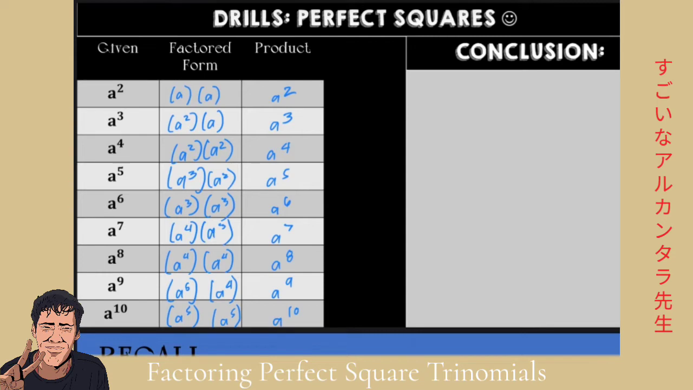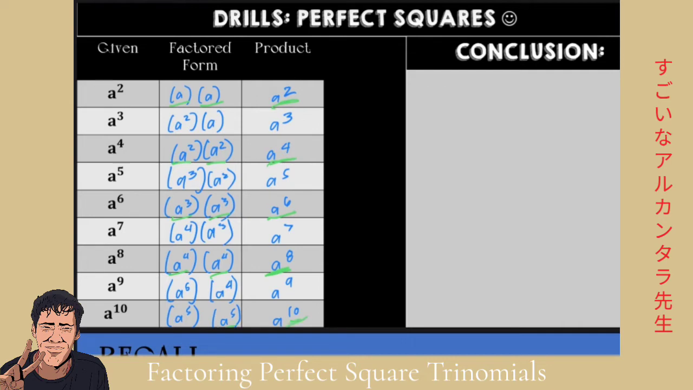So among all of these examples, not all of them are perfect squares. The only perfect squares that you can have here are the ones in which the pair of factors are the same. So if you notice, we have a times a, that's for a squared, a squared times a squared, that's for a raised to 4, a raised to 3 times a raised to 3, that's a raised to 6, a raised to 4 times a raised to 4, that's a raised to 8, and we have a raised to 5 times a raised to 5, that will give us a raised to 10.